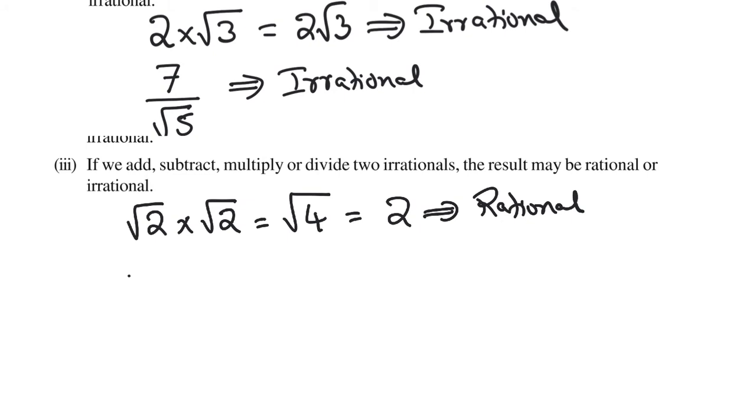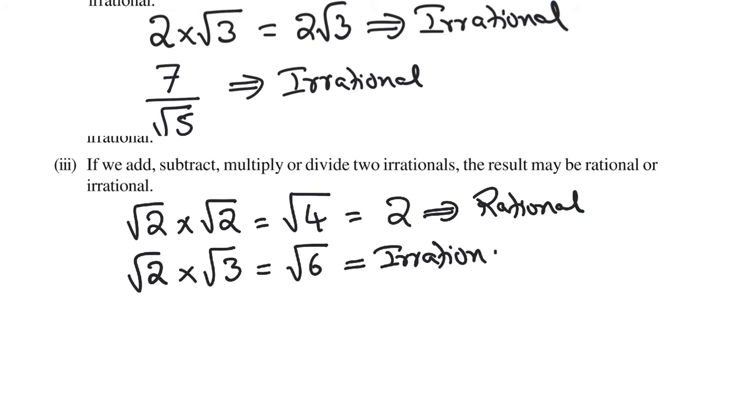For example, square root 2, an irrational number, multiplied with square root 3, which is also an irrational number. What is the product? It is square root 6, which is again an irrational number. So, the product of two irrational numbers could be rational or it could be irrational. And the same thing goes with division, addition, subtraction. We will learn more about this in the following examples.